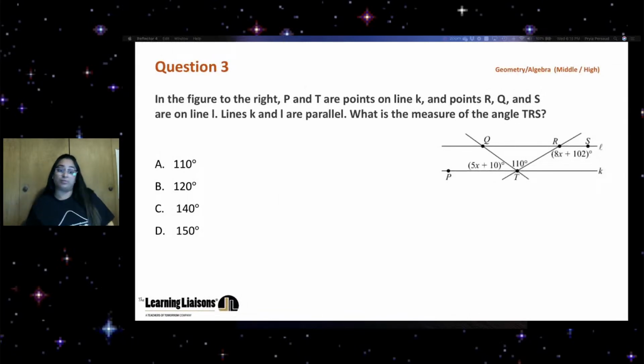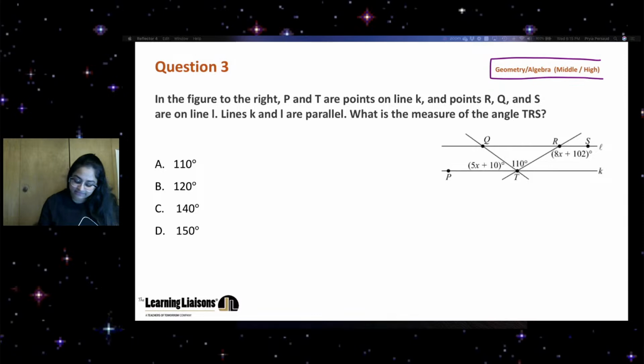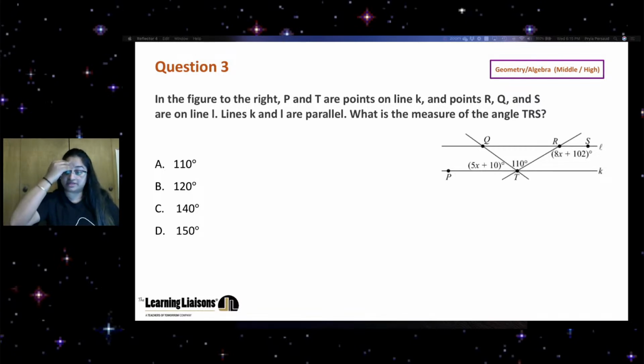All right, number 3. It's an algebra/geometry problem. Why do I say both? Because it requires a little bit more thinking, right? It's not just a geometry problem, you still have some other stuff to do. So we look at the problem and we go, okay, they give us this lovely picture to look at. And the picture is what we're going to need to do all of this.